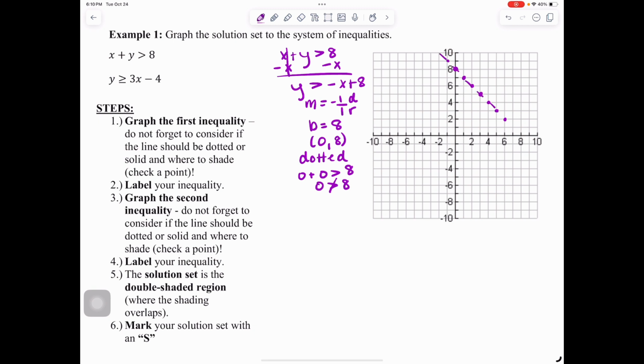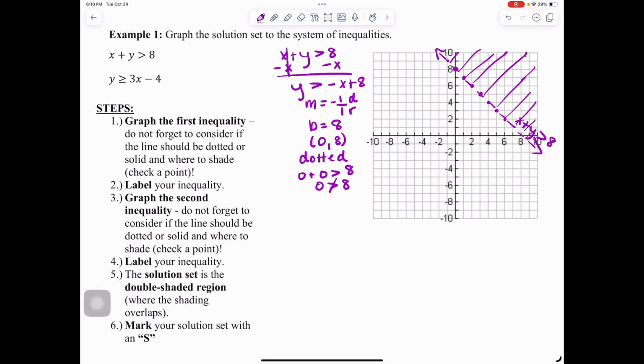The dotted line shows that anything on the line does not count as a solution. So I have my dotted line, I have my arrows, and then remember we tested 0, 0 and it did not work. So we are going to shade the opposite way, not towards 0, 0, but away from 0, 0. And then we will also label with the original inequality of x plus y is greater than 8.